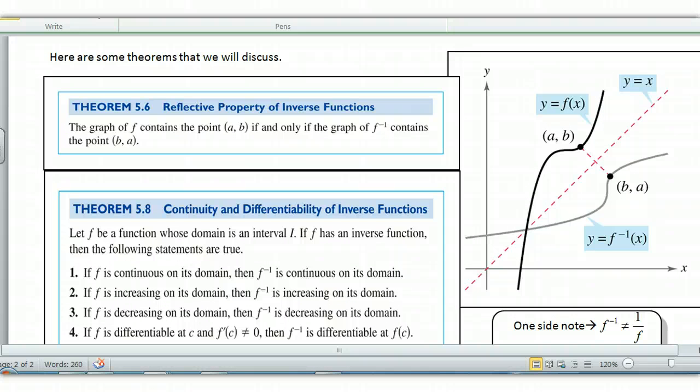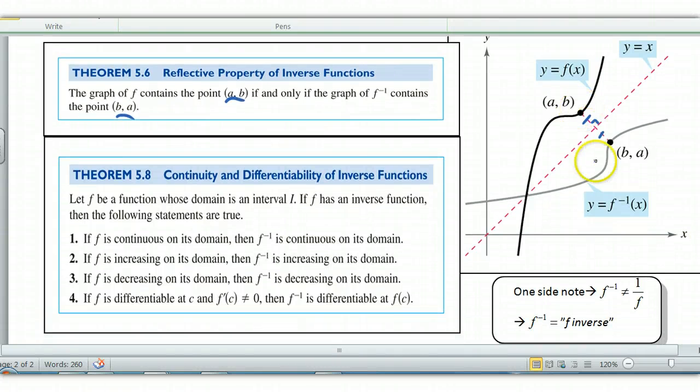Some of the theorems that we'll discuss. Reflective property of inverse functions. We already kind of talked about this. (a, b) is on one, and (b, a) is on the other one. Here's the picture. And from your geometry days, if you reflected, that means that you're at a perpendicular. If you connected the 2 points, you're at a perpendicular to the axis of symmetry. And with that axis of symmetry, then you're going to be equidistant from that center line, or that axis of symmetry. Okay, so that's a nice little picture for you to look at when we're talking about two functions that are inverses of each other.